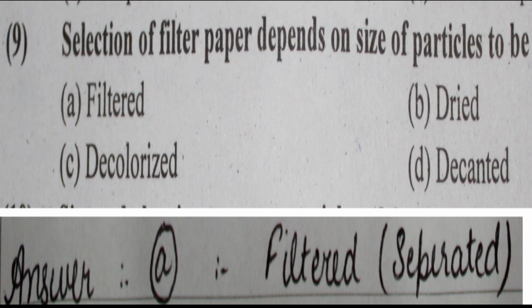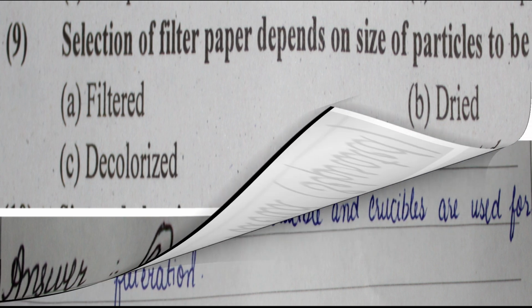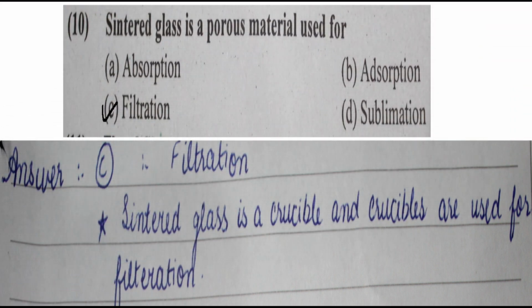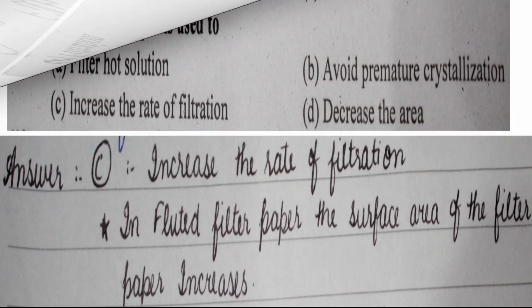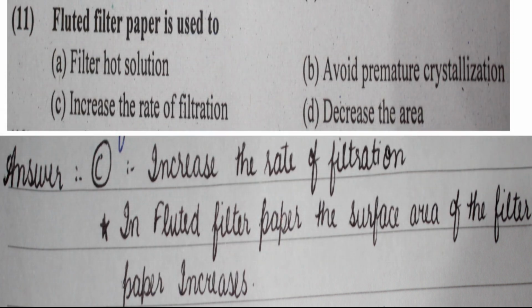Next is selection of filter paper depends on size of particles to be. Option A, filtered or separated is going to be our right answer. Next is sintered glass is a porous material used for. You have to remember that sintered glass is a crucible and crucibles are always used for filtration process. So option C is going to be our right answer. Next is fluted filter paper is used to. Fluted filter paper has greater surface area and due to this it will increase the rate of filtration. Therefore option C, increase the rate of filtration, is going to be our right answer.